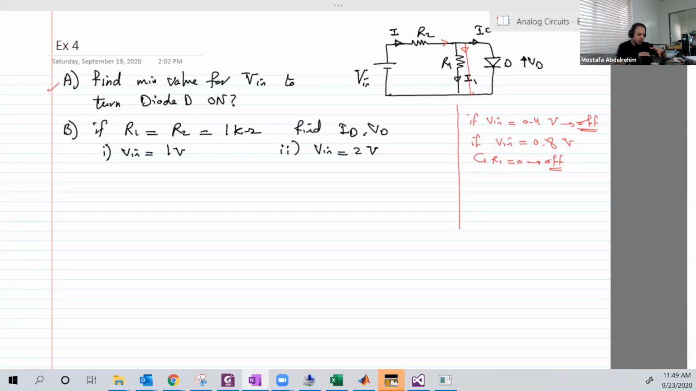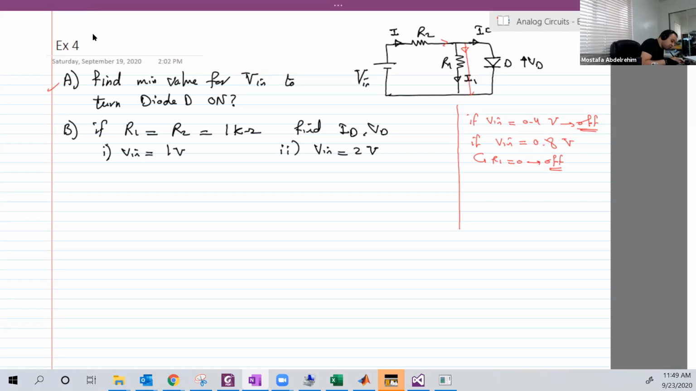With this very basic analysis, we discovered that it's not only the input, it's also the resistor in parallel with the diode. Then we are expecting, when we solve this question or find this minimum input voltage, that this input minimum should also be a function of the resistors. Okay, so let's do that. So let's solve A and C.